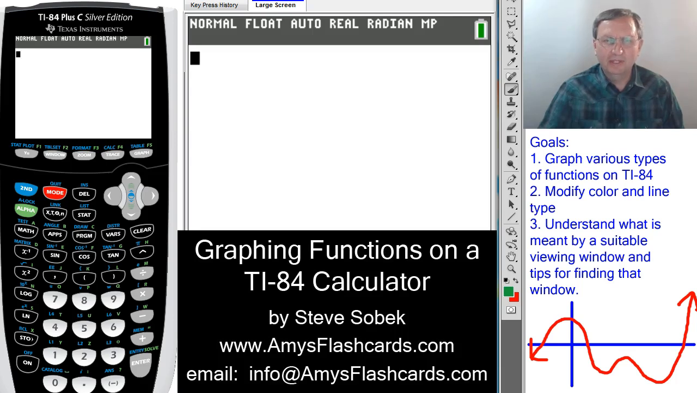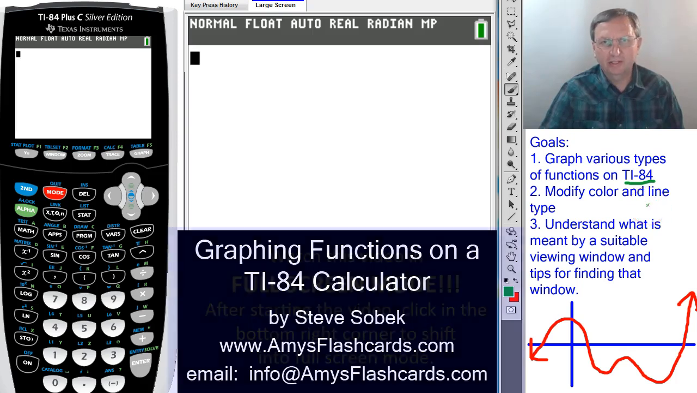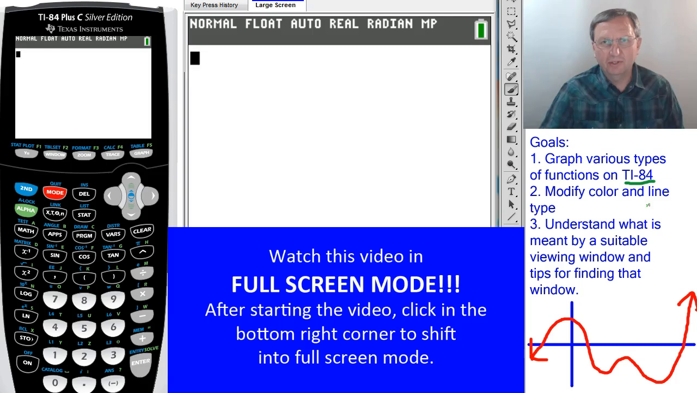The purpose of this video is to introduce you to graphing various types of functions on a TI-84 graphics calculator, to show you how to modify the line type, and if your calculator has color capability, to be able to change the colors of your functions as they are graphed, and to understand what is meant by a suitable viewing window and some tips for finding that window.